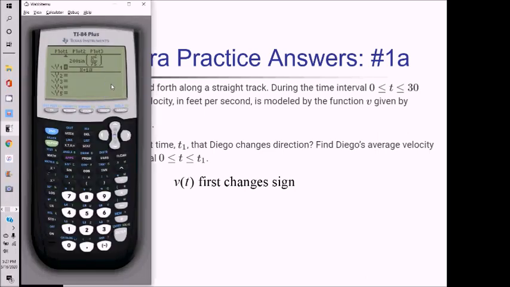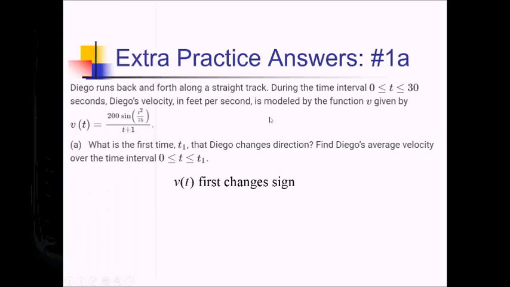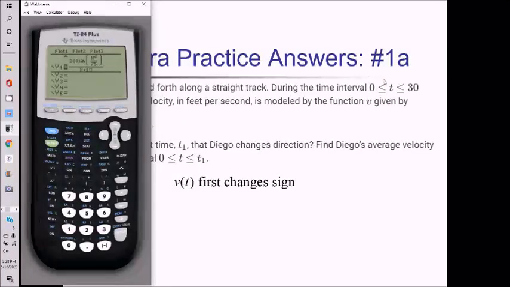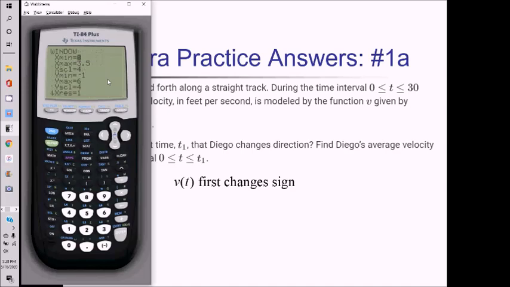So here I am in my y equals. In y1, I've entered Diego's velocity function, this crazy thing here. And I need to graph this now. I'm going to graph it on the window from 0 to 30 for my x min and my x max. Let me go to window and enter all that. So I've already got 0 for x min. For x max, let's change that to 30. And I'll do zoom 0, zoom fit. And here's Diego, or at least here's Diego's velocity.